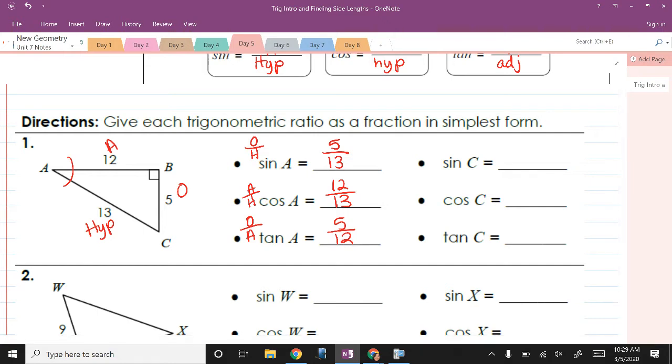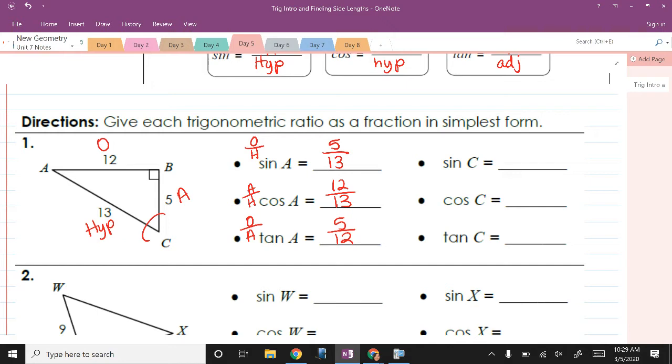All right, so now I'm going to erase this, and then now I'm going to do it for angle C. Okay, so I'm going to go ahead and label that. 12 is my opposite from C, and 5 is my adjacent to angle C, right? So sometimes it's easier to just label them like that, and you might have to erase and do it a couple of times on each picture, but it helps, trust me.